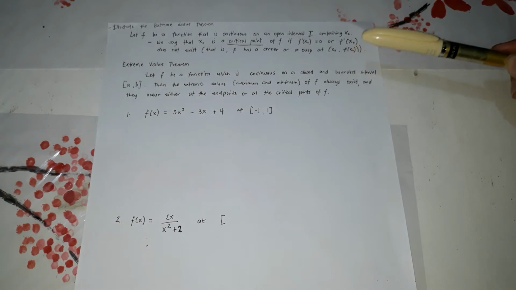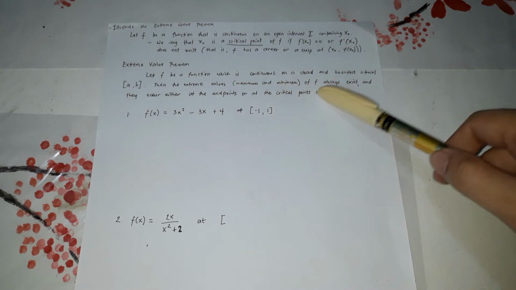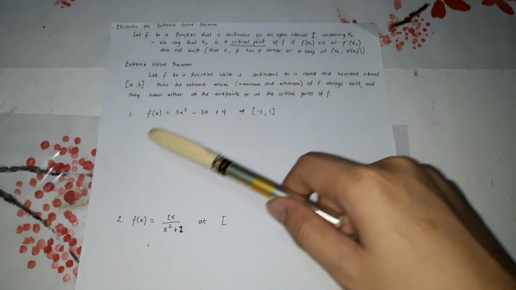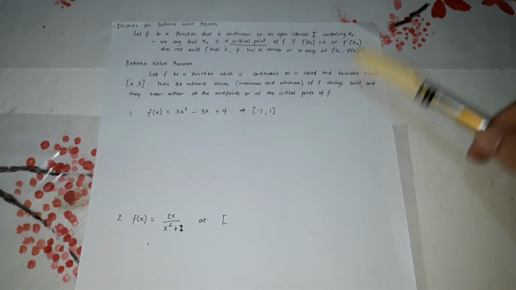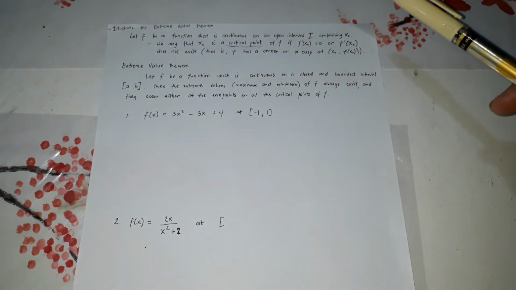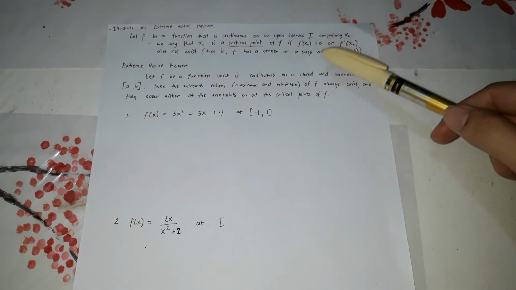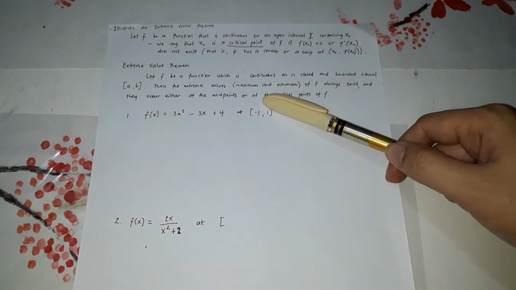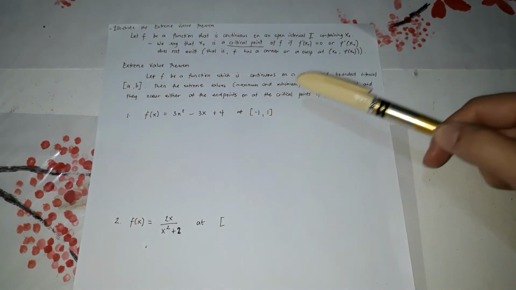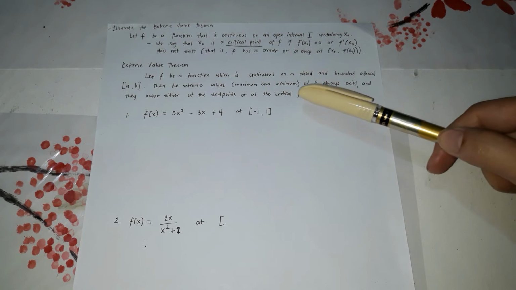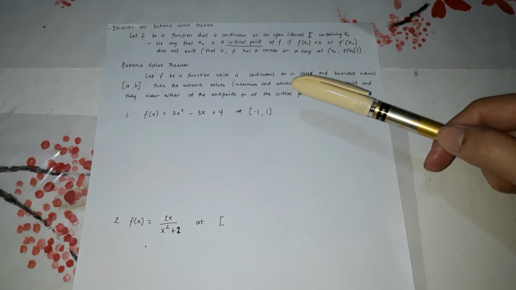So the extreme value theorem: let f be a function which is continuous on a closed and bounded interval a to b, then the extreme values, the maximum and the minimum of f, always exist, and they occur either at the endpoints or at the critical points of f. So you need to get the critical points first, and then identify also the endpoints. What is the value of f of x at the endpoints, so that you would know the maximum and the minimum. The maximum is the highest value of f of x, and the minimum is the smallest among all the other functional values of the function on the given interval.